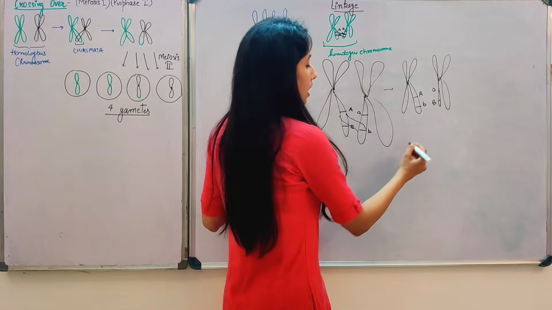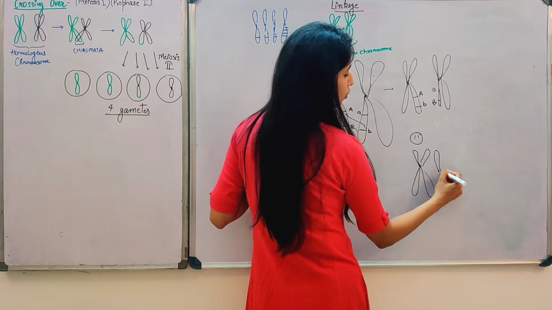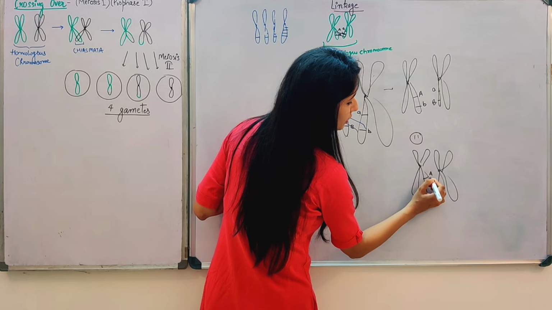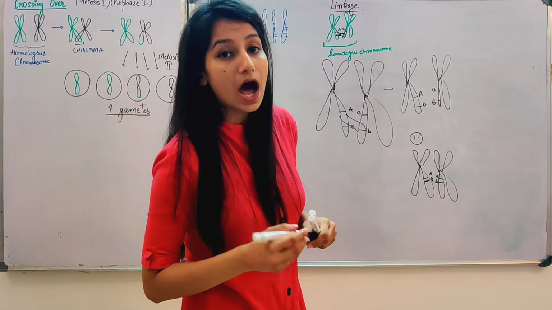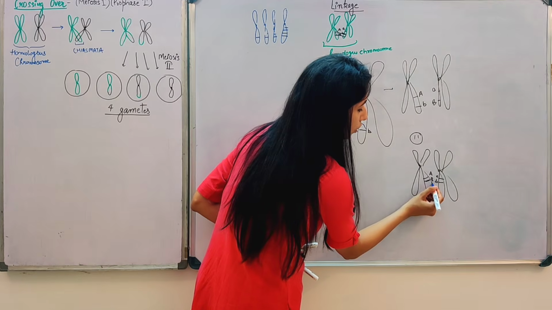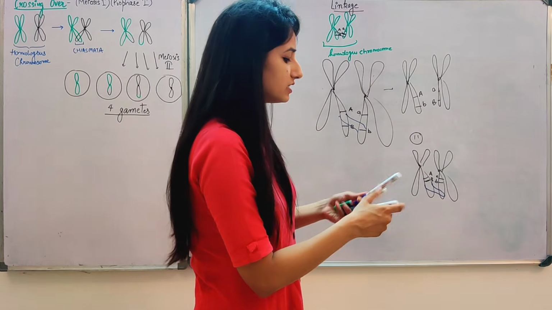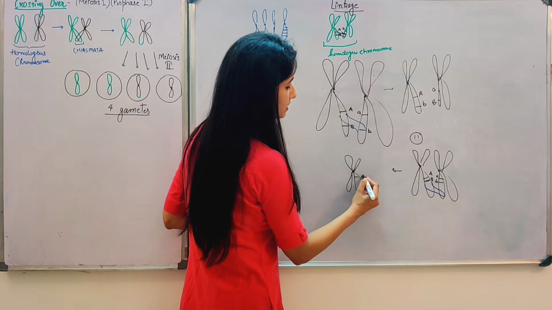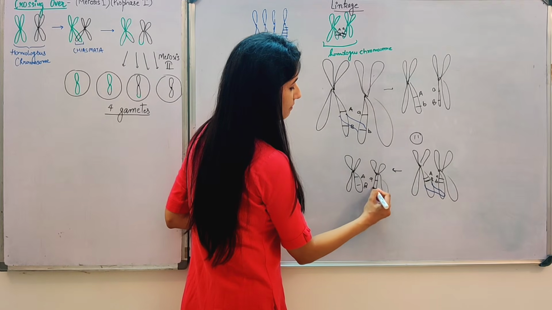Let's see that. In the second case, for example, if these are two homologous chromosomes, and this is the A gene and this is the B gene, and this is small a and this is small b. Now crossing over is occurring from this location. What will be its result? The resultant will be the same as the parents.